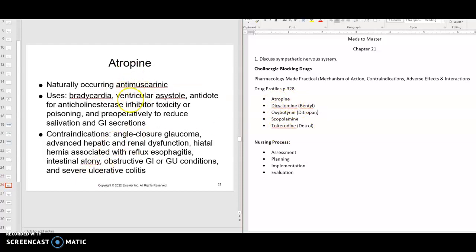Five drugs here. My first one is atropine. Actually, I think I'm going to start a new video, and it's going to go through each of these drugs real quick.